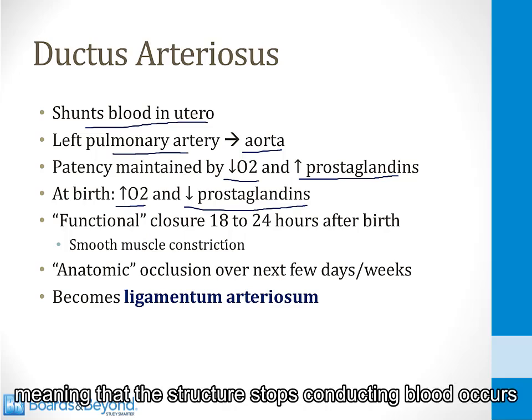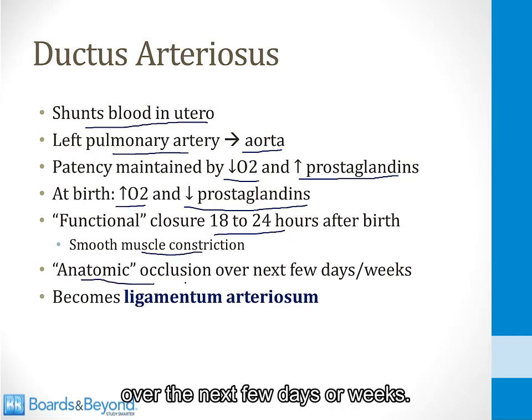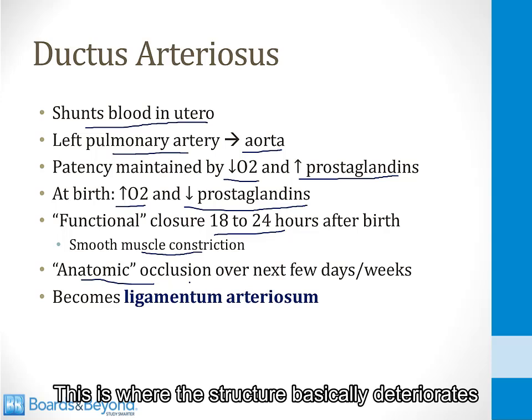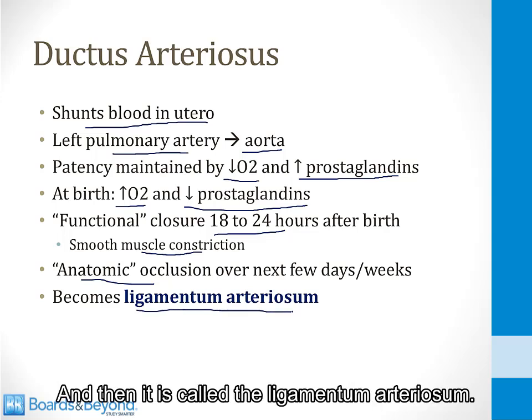Functional closure, meaning that the structure stops conducting blood, occurs in about 18 to 24 hours after birth. This is because smooth muscle constricts, and then anatomic closure occurs over the next few days or weeks. This is where the structure basically deteriorates and becomes a ligament, and then it is called the ligamentum arteriosum.